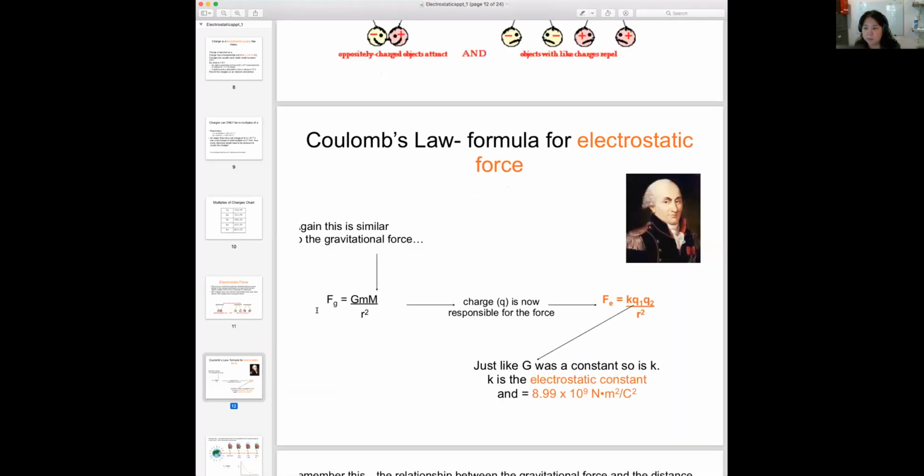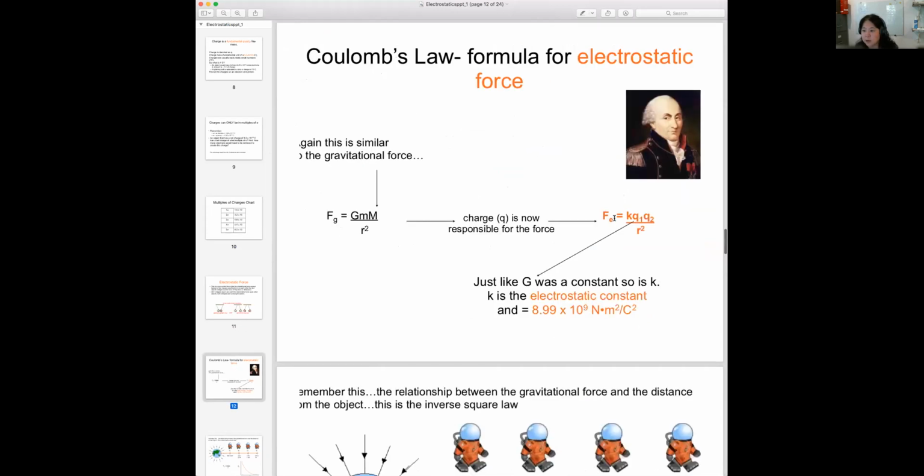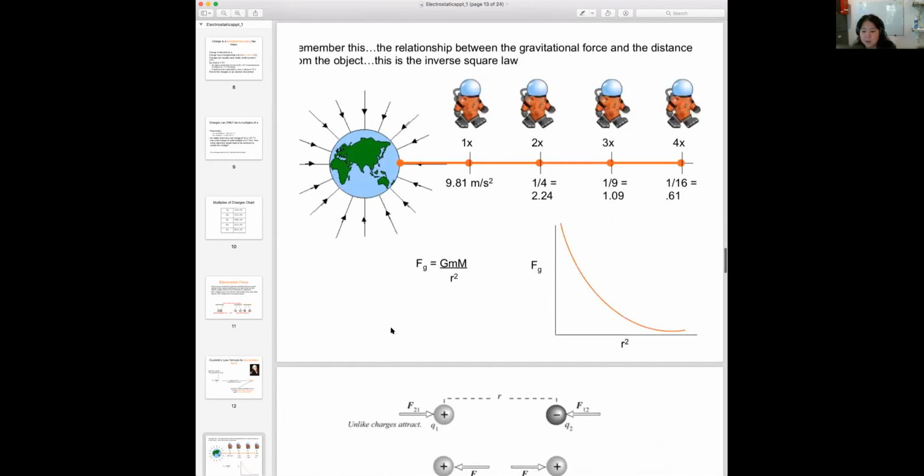Here, they both follow the inverse square law. Remember the gravitational force: if you go twice the distance, then it decreases by 1/4. Three times the distance, the intensity of the force decreases by 1/9. Same thing happens with the electrostatic force. Take a look, it follows 1/r squared. So if the two charges are separated twice as much, the electrostatic force decreases by 1/4. Three times apart, it's going to be 1/9 of the force intensity. So it follows the inverse square law just like the gravitational force.